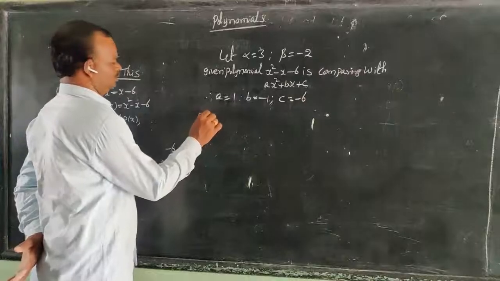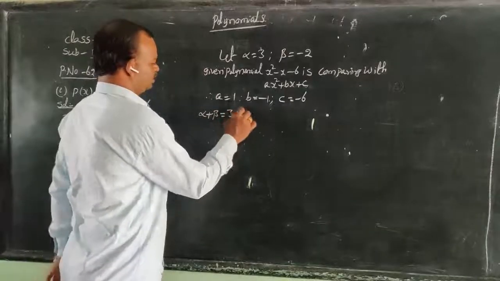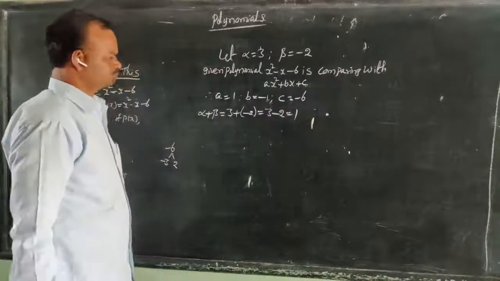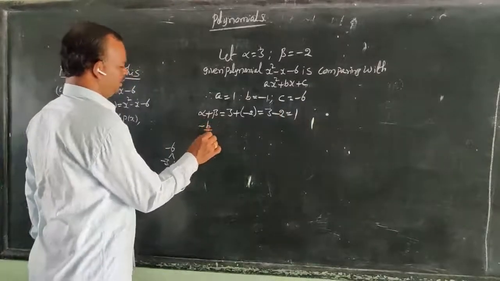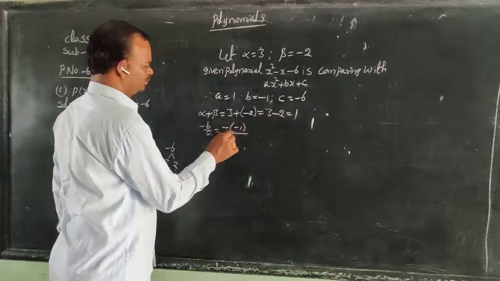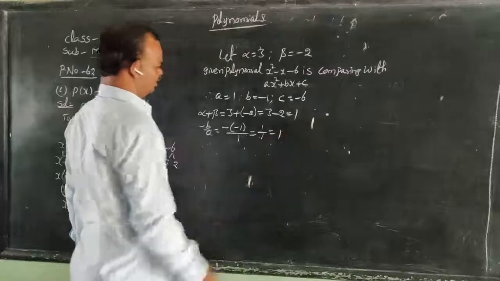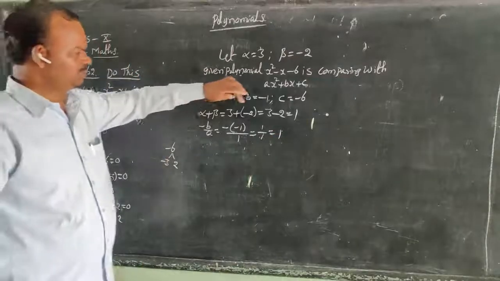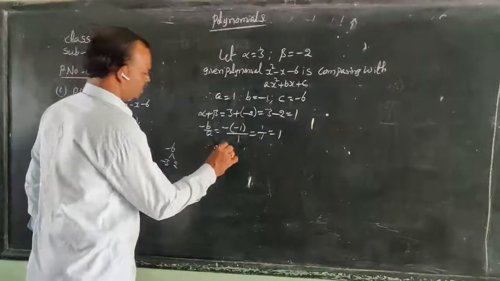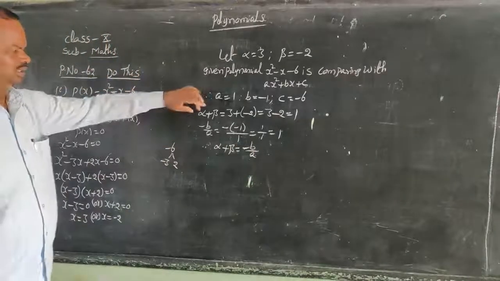So the sum of the zeros, alpha plus beta, is equal to 3 plus minus 2, that is 3 minus 2, which is equal to 1. Minus b by a is equal to minus of b, b means minus 1, by a, and a means 1. Minus into minus is plus, 1 by 1 is equal to 1. So these two values are equal. Alpha plus beta is equal to 1, and minus b by a is equal to 1. Therefore, alpha plus beta is equal to minus b by a. That means the relationship holds.